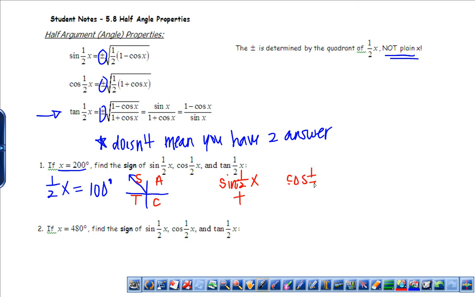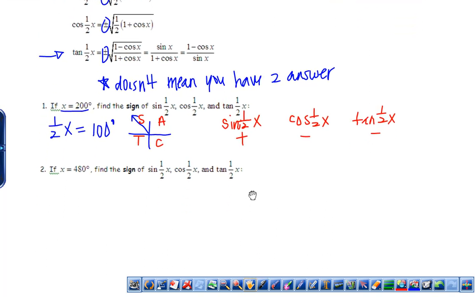Is cosine of 1/2 x going to be positive or negative in this quadrant? Cosine is going to be negative. And is tangent of 1/2 x going to be positive or negative for 100 degrees? It's also going to be negative. That means if I were to find the value for 100 degrees, I'm going to use the positive for sine, and for cosine and tangent, I'm going to use the negative.